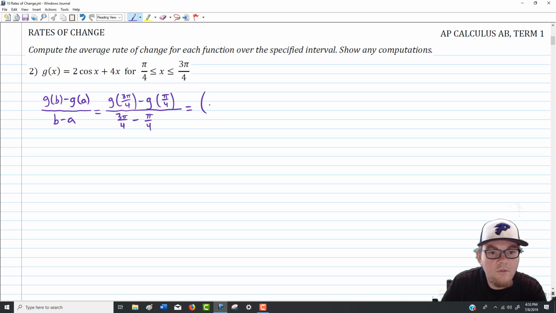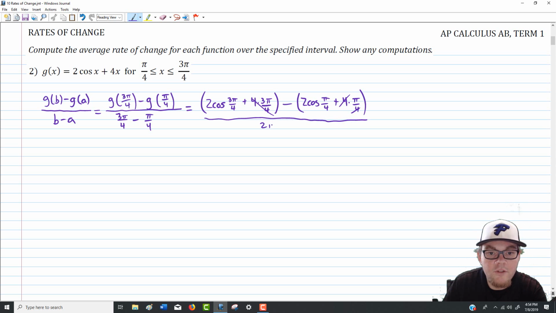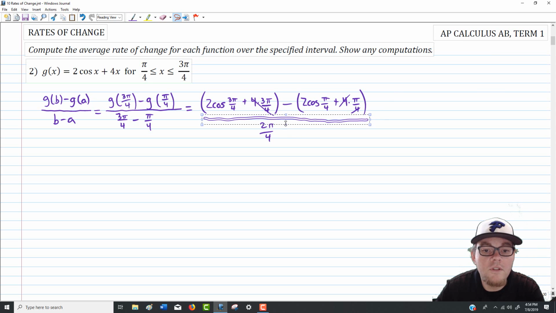So g of 3 pi over 4 is going to be 2 cosine of 3 pi over 4 plus 4 times 3 pi over 4. And I like that second part because the 4s are going to divide away. So it's a nice little starting point. Next, we need to subtract g of pi over 4, which is going to be 2 cosine of pi over 4 plus 4 times pi over 4. And once again, the 4s divide out. All this is going to be divided by 2 pi over 4. Of course, we can simplify that, but for the moment, we'll hold off for just a second.